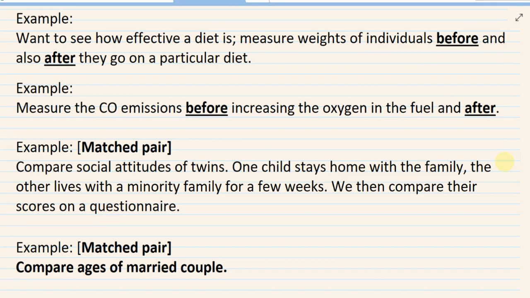Here's another example of matched pair. Let's say I want to compare ages of a married couple. So let's say it will be Mr. and Mrs. Johnson. You compare their ages. You're going to group them together. It makes sense. So together they form a single experimental unit.